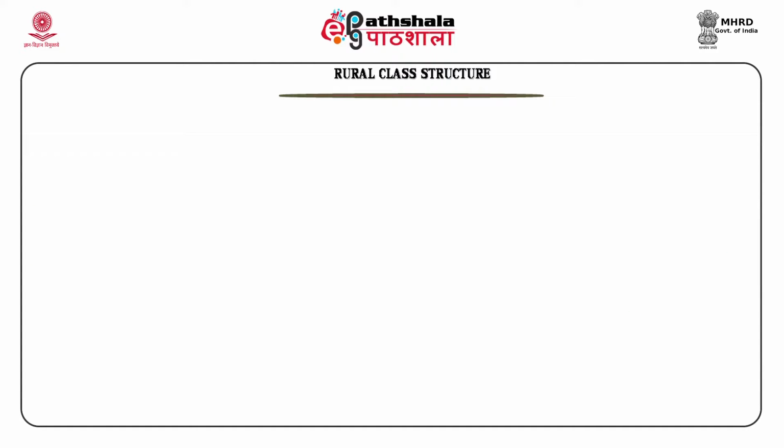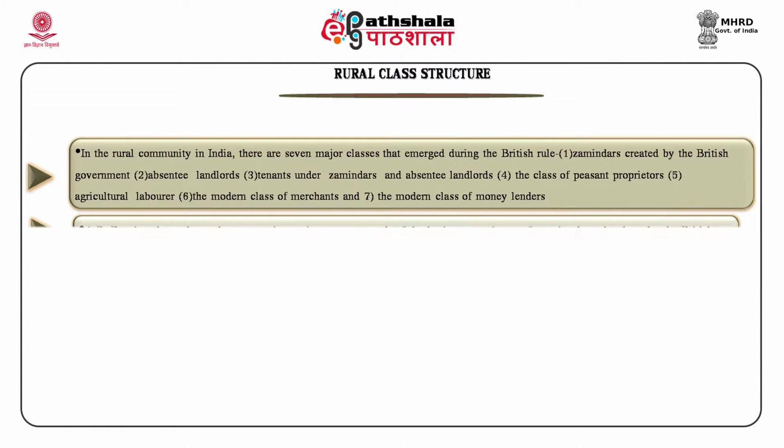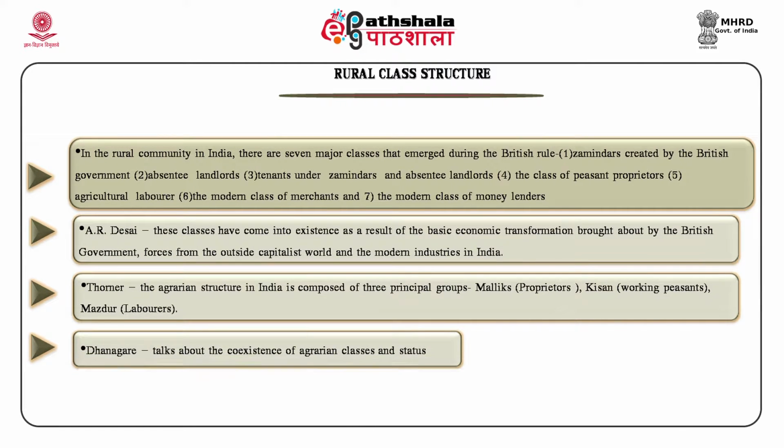Section 1. Rural class structure. In the rural community in India, the rank order can be described in terms of agrarian production and relations of different social strata to property, depending upon the quality of agricultural land and infrastructure for cultivating it. In agrarian areas, the following are the 7 principal classes that emerged during the British rule, as argued by Desai: Zamindars created by the British government, absentee landlords, tenants under zamindars and absentee landlords, the class of peasant proprietors divided into upper, middle and lower strata, agricultural laborers, the modern class of merchants and the modern class of money lenders.